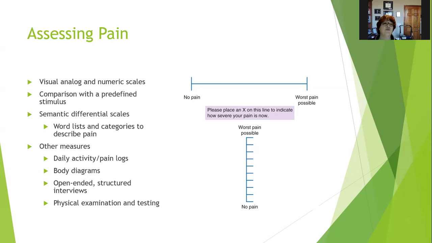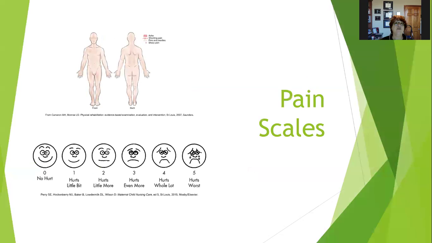Semantic differential scales, so word lists and categories to describe pain, and we'll look at a couple of those. Other measures can be daily activity and pain logs, where you record your daily activity and what caused pain and what didn't. Body diagrams, open-ended structured interviews, and physical examination and testing. This is a typical body diagram where you mark little scribbles for aches, little arrows for shooting pain and pins and needles, and X's for sharp pain. It allows people to draw on the little body diagram.